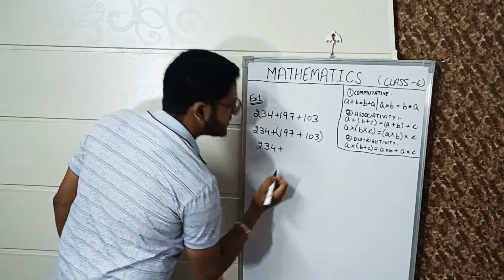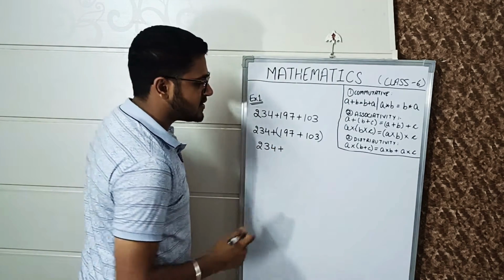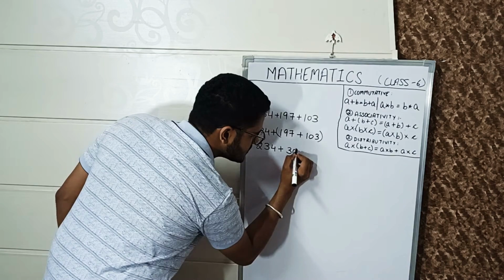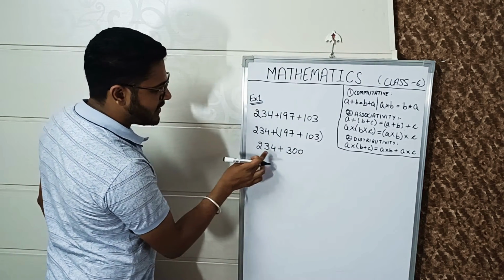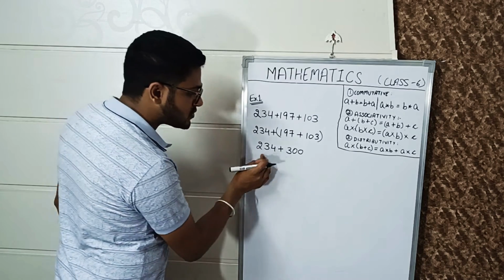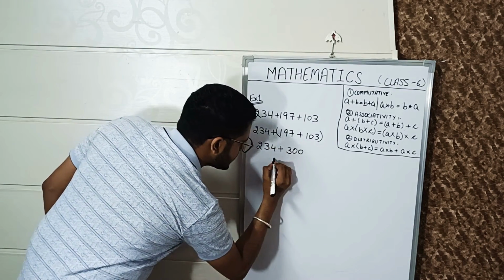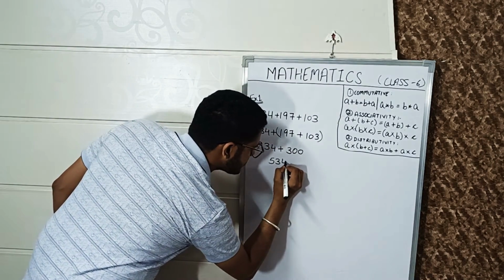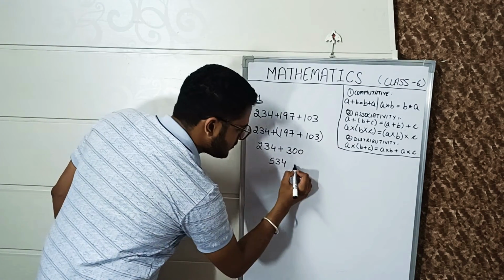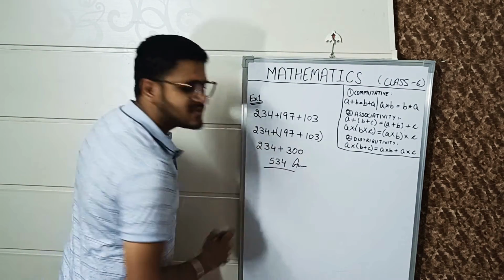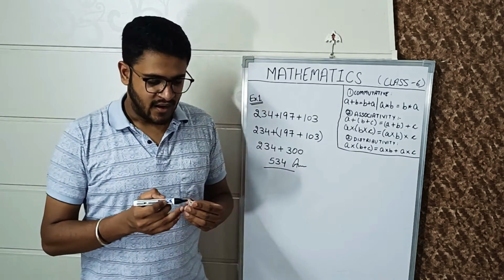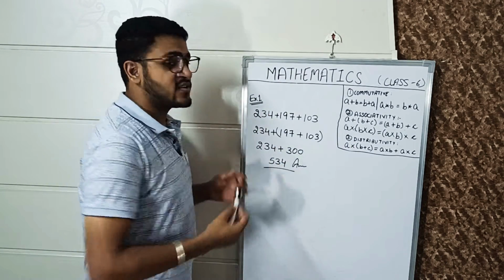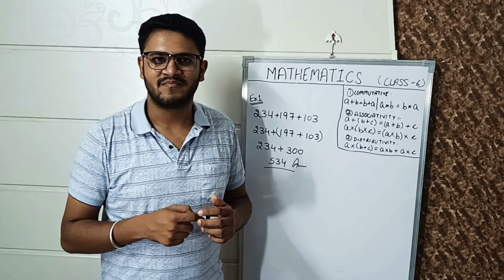197 plus 103 is 300, right? Now what we are left with? 300 and 234. Now 234 plus 300, it comes out to be 534, which is our answer. So this way we use the properties and we solve this equation very easily, right?